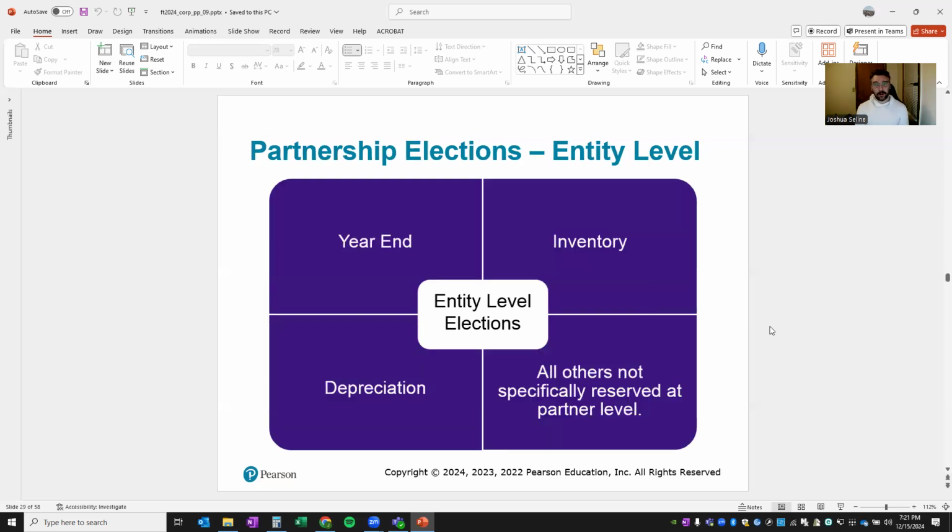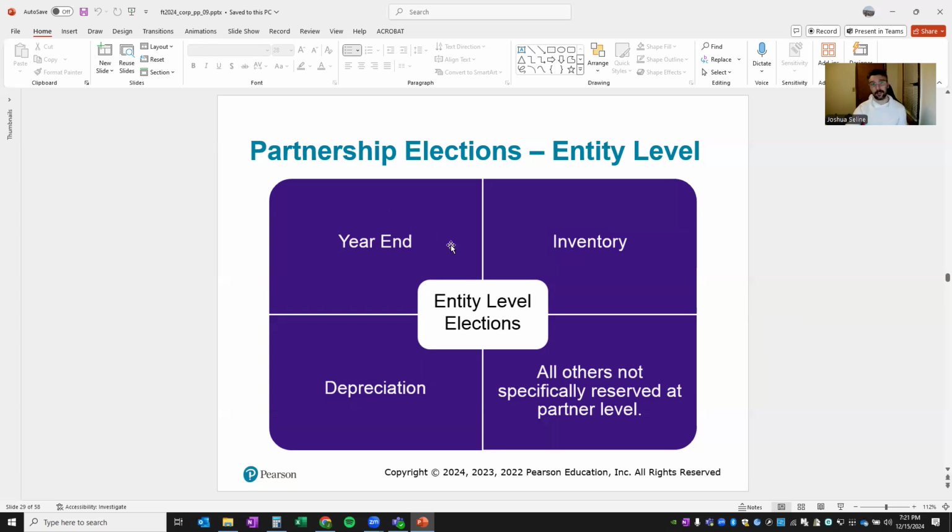So here we've got various partnership elections, and this is made at the entity level, which means it's got to be made on the 1065. So you've got year-end, inventory, depreciation, and all others not specifically reserved at the partner level, right? The partnership has to elect this.